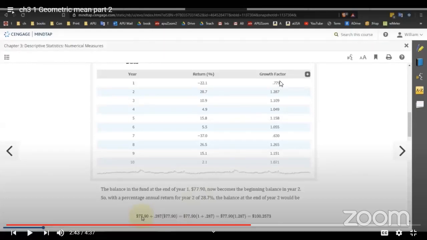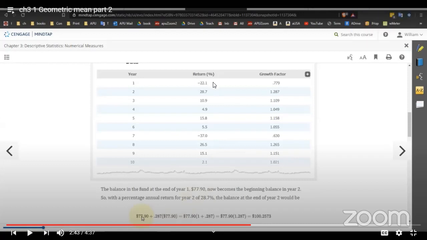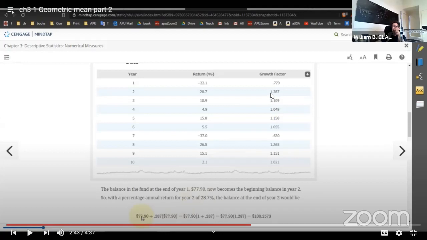Yeah. Okay. So then what happened in the second year? Did it increase or decrease during the second year? Increase. Yeah, increase, because if the growth factor is greater than 1, then it increases. If it's less than 1, then it decreases. So in the second year, it increased. But what did it start out as? At the beginning of the second year, how much was it worth?